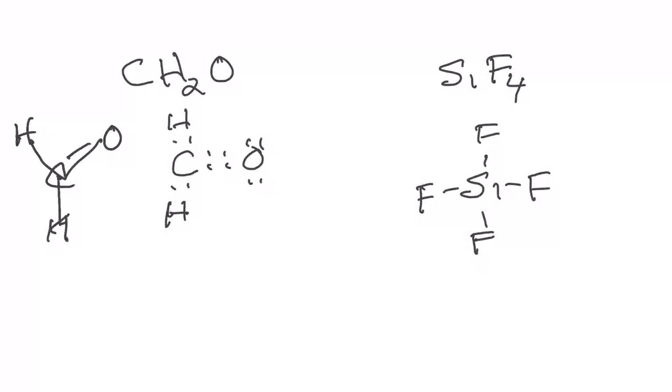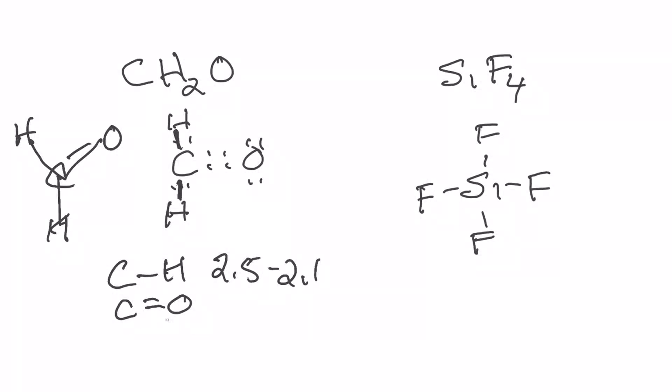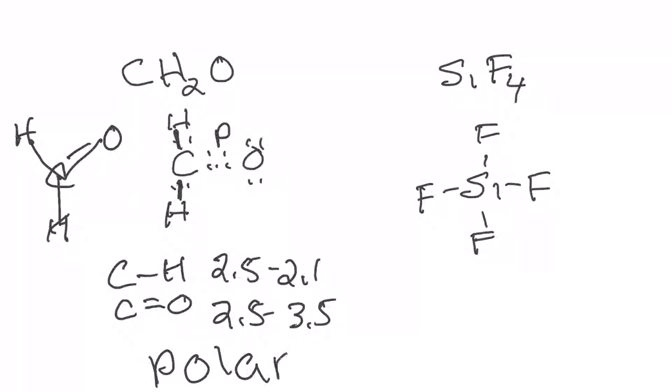To be polar, I also have to have a polar bond. So I have to look at the bonds. I have a C to an H bond here and here. But I also have a C to an O bond. And it doesn't matter if it's single or double. It's just a C to an O bond. So C is 2.5 and H is 2.1, so the difference is 0.4. That is not a polar bond. C is 2.5 and oxygen is 3.5, so the difference is 1. So this is a polar bond. So I have one polar bond, asymmetry, CH2O is polar.